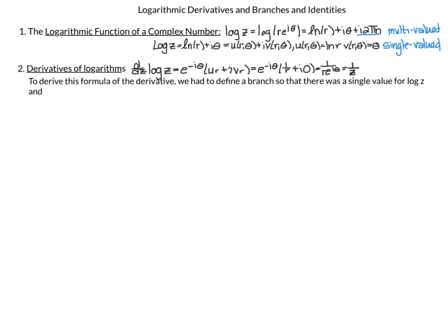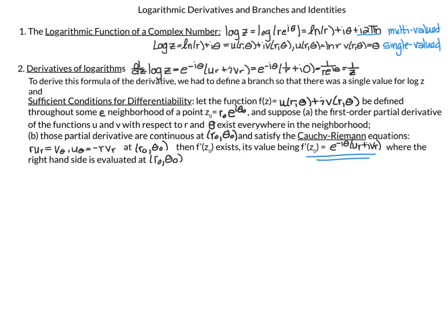So first, to derive the formula of the derivative, we have to define a branch. And for the branch, we're going to choose the principal branch. Then we need to verify that log z is indeed differentiable. So we will use the ideas from our Chapter 2 video about sufficient conditions for differentiability, which I have copied here for your reference.